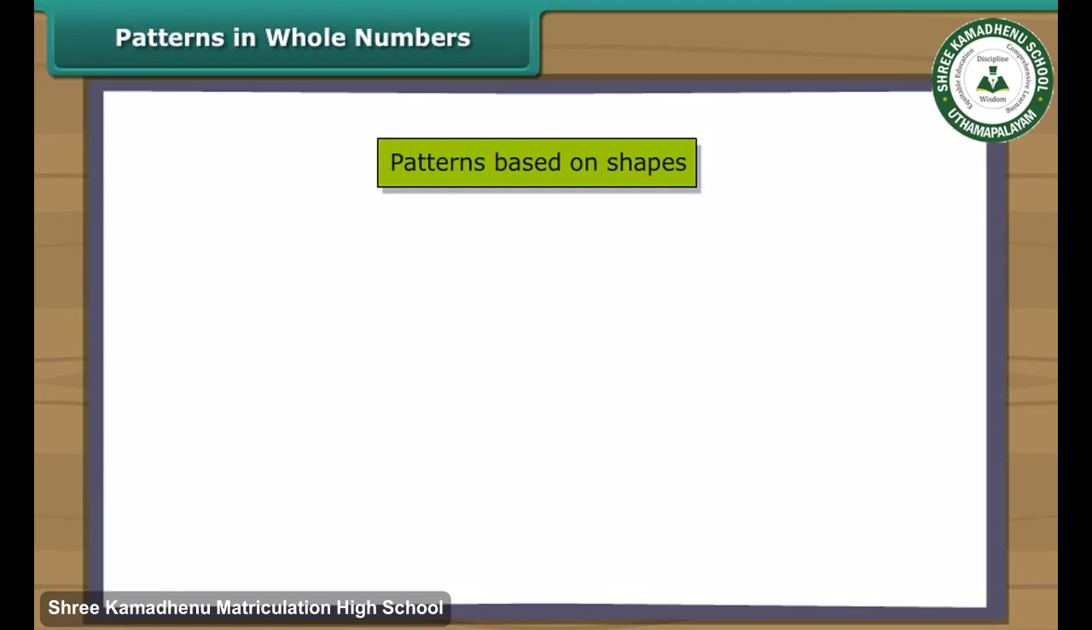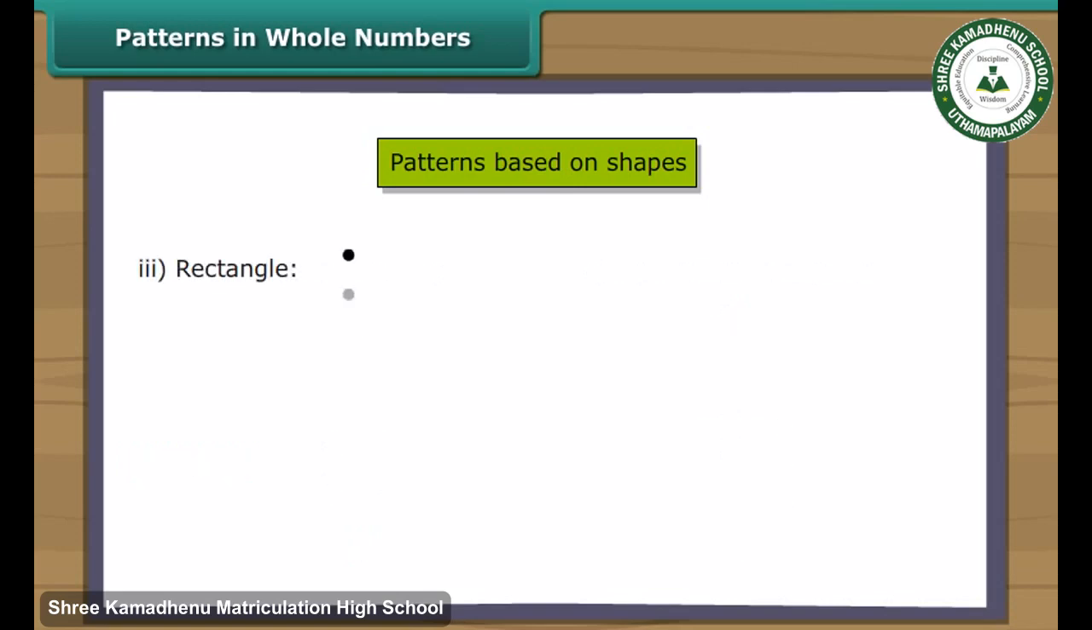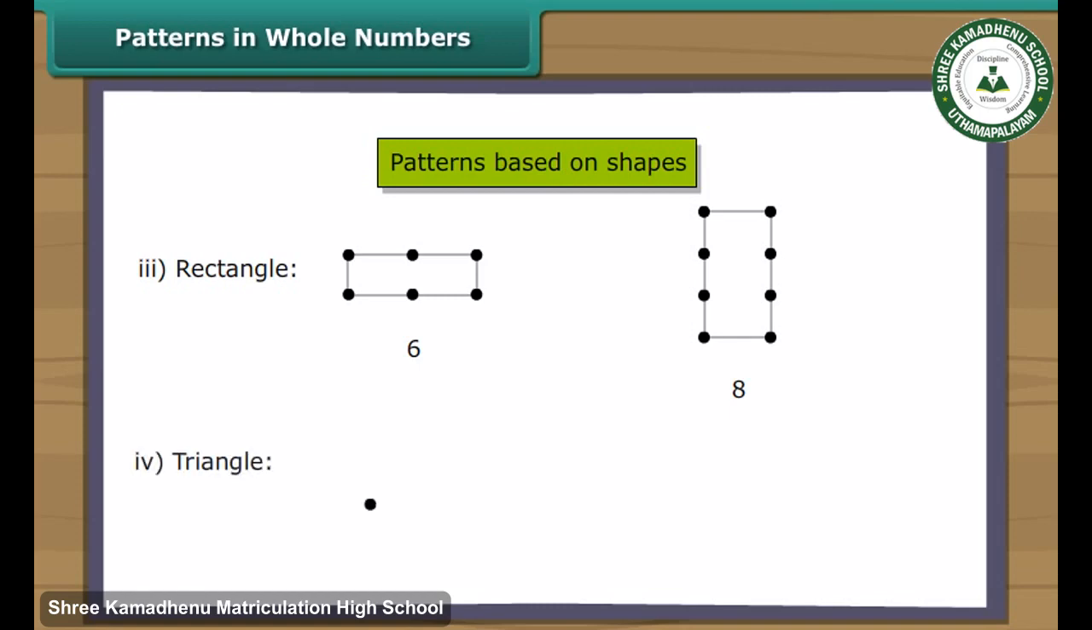Patterns in whole numbers. Numbers can be arranged in some elementary shapes using dots. The shape could be a line, square, rectangle, triangle. Every number can be arranged as a line. For example, some numbers can be arranged as squares. For example, some numbers can be arranged as rectangles. Rectangles can be a horizontal arrangement or a vertical arrangement. For example, some numbers can be arranged as a triangle.